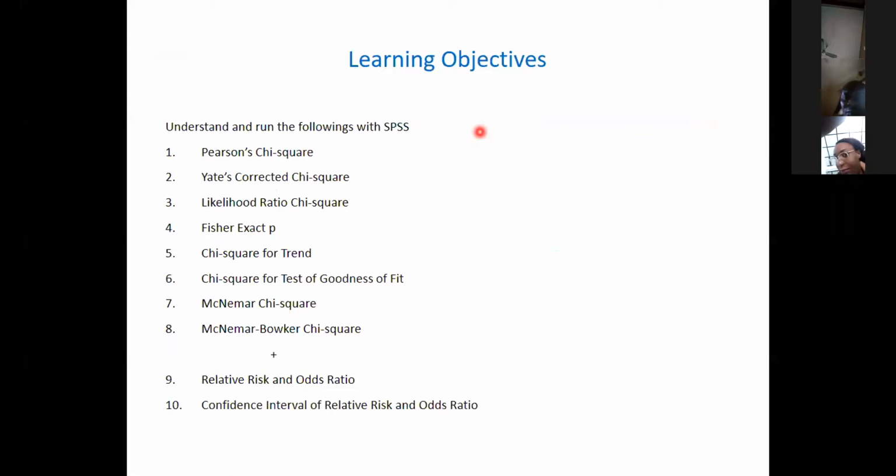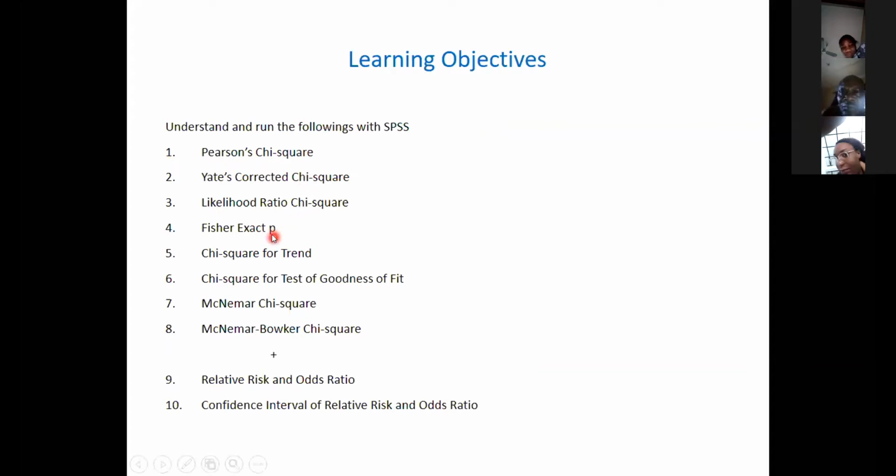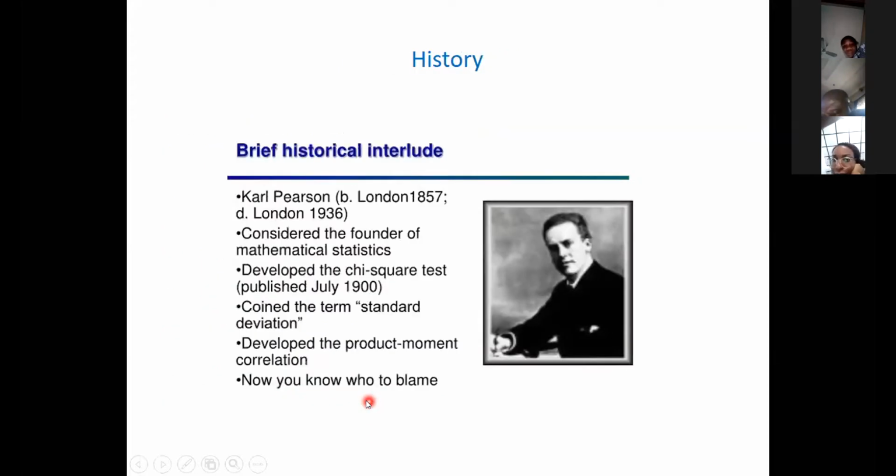Yes, the objective we're going to understand virtually is what I placed on the timetable: to understand and be able to run with SPSS Pearson chi-square, corrected chi-square, likelihood ratio chi-square, Fisher exact P, chi-square for trend, chi-square test of goodness of fit, McNemar chi-square and McNemar-Bowker chi-square. We also look at relative risk and odds ratio and the confidence interval of this relative risk and odds ratio.